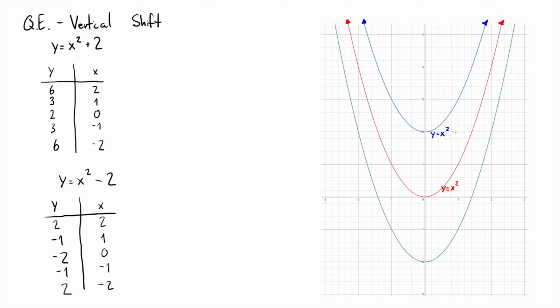And now we need to decide if it's +2 or -2. The way we can do that is we can take a look at our two tables here and see what points are in this blue graph and how they compare to this table.